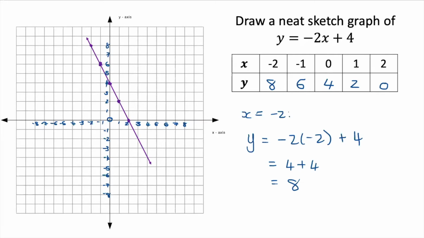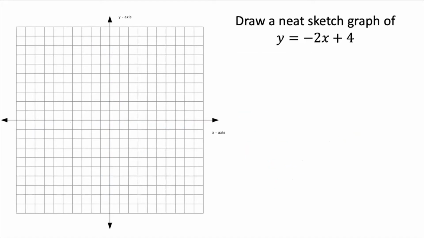Nothing wrong with this method, except that it does take a little bit longer. Creating the table, doing the table, filling in the table. Just for this one, I filled in and I calculated 5 different points. So let's have a look at the same example, but using the two-intercept method.